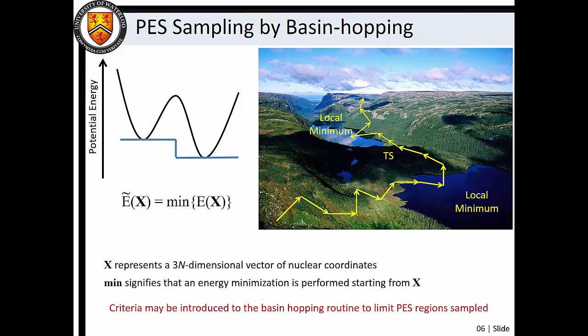Importantly, one can introduce simulation criteria such as defined cluster volume and thermal distribution relative to the lowest energy structure to bias the search towards chemically relevant low-energy species.